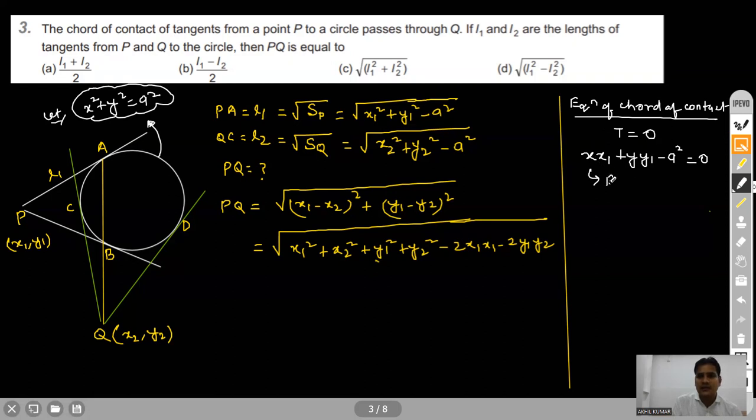This is our equation of AB. But this is passing through Q also, so this must satisfy Q. In place of x, we can write x2, and in place of y, we can write y2. So this will be x2 x1 plus y2 y1 minus a square is equal to zero. Okay, so we will use this information here.